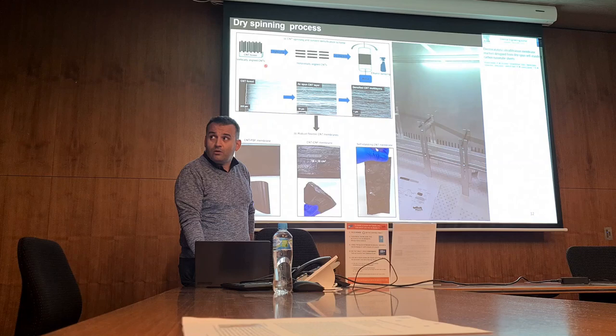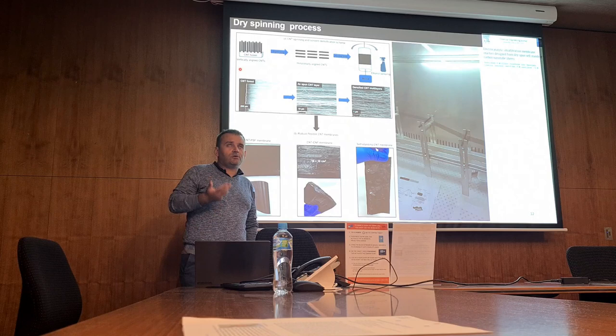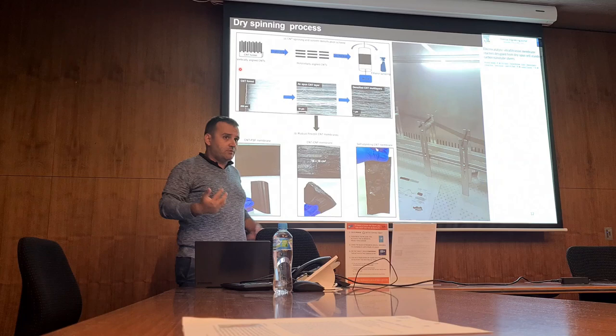LinTech grows them on up to 12-inch wafers, so it's quite a large surface, which for a single wafer will give us enough surface to generate about 500 square meters of membranes. Okay, so 12-inch gives us 500 square meters, just to give you an idea.